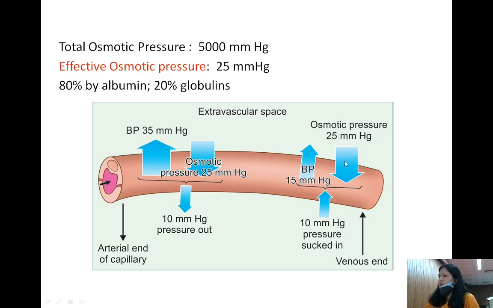But towards the venous end, the oncotic pressure will be the same, but the hydrostatic pressure is lower, that is 15 millimeters of mercury. So the water molecules that were in between the cells will move into the capillaries. That is how albumin maintains the oncotic pressure. But what happens if the albumin concentration is low? The oncotic pressure exerted by albumin will be low, so it may be lower than the hydrostatic pressure. Whatever fluid is accumulated in the tissue cannot enter back into the capillaries, and it will lead to a condition known as edema.